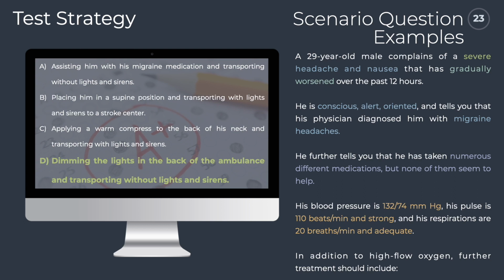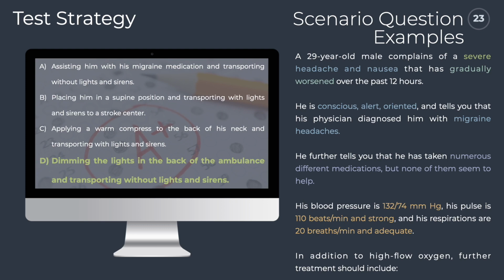There are no findings that would lead us to believe that this is a stroke of some sort. The first answer is incorrect because it has us assisting the patient with taking their migraine medication. We do not have the protocols or knowledge base to assist the patient with administering their migraine medication, so this causes A to be incorrect.